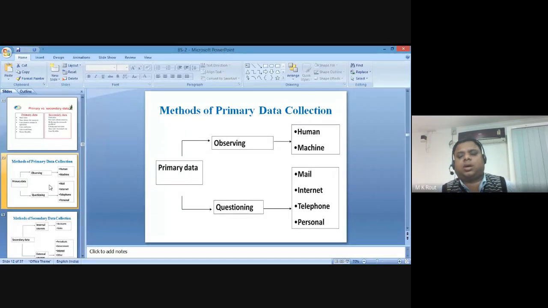The next method is the method of primary data collection. As I told, primary data are collected by observing, or maybe through some questions. In case of observations, you can assign humans, and you can even assign machines for observation. Basically, nowadays most observations are done through CCTV surveillance. But in case of a questionnaire, you directly communicate by mail, through the internet, through telephone calls, or through personal interaction. You can directly administer a set of questions to collect different data from different companies, organizations, or even a person.